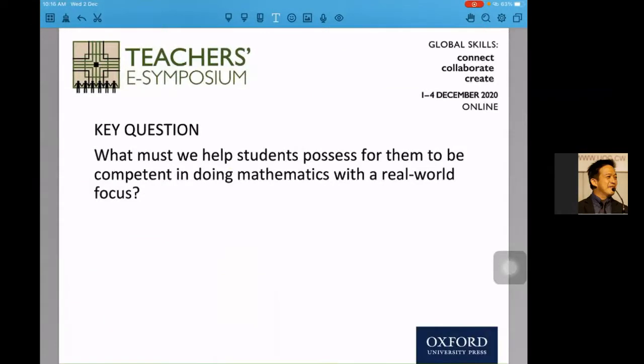So our key question is, and I invite you to think about this, I say several things and give you several examples: what must we as teachers do to help students be competent in doing mathematics with a real world focus? Not to say that applied mathematics is all there is to mathematics. Obviously, pure mathematics and recreational mathematics are equally important and interesting. But for this session, we are looking at applied mathematics and what teachers can do and what school leaders must do so that we can support students to have the necessary skills to do mathematics with a real world focus.